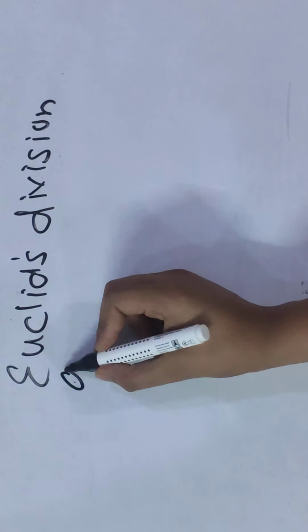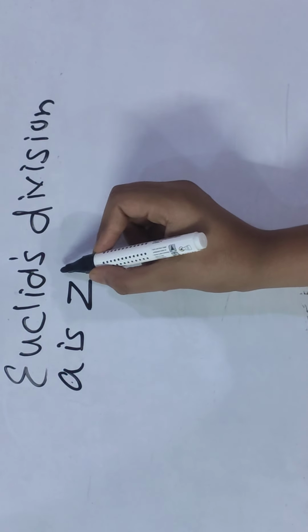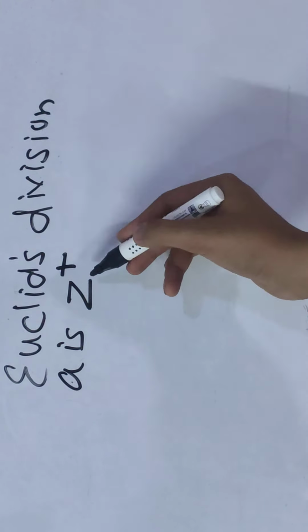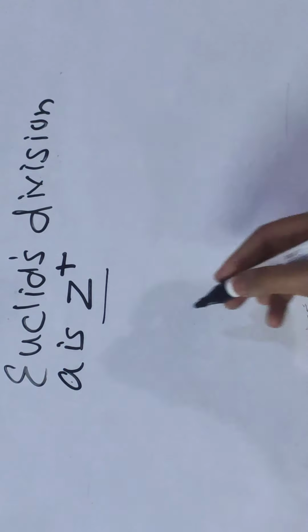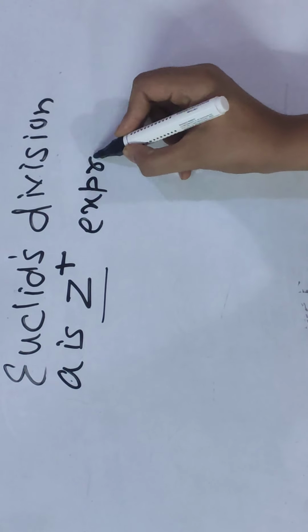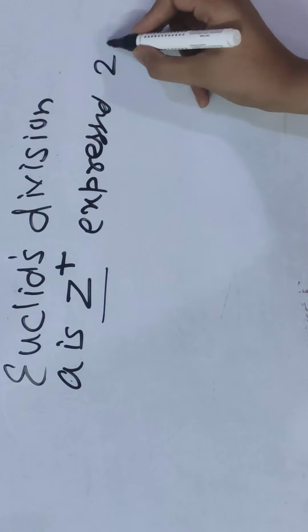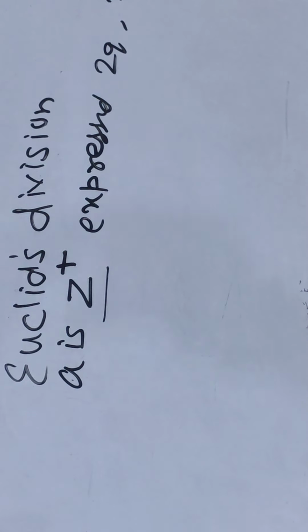We have to prove that A is a positive integer. Z is the symbol of integer, and if I put plus here, it symbolizes that it is a positive integer. Remember that. Now A is a positive integer and it can be expressed in the form of 2q plus 1 and so on, 2q plus 2, 2q plus 3. Now the question is this much only.